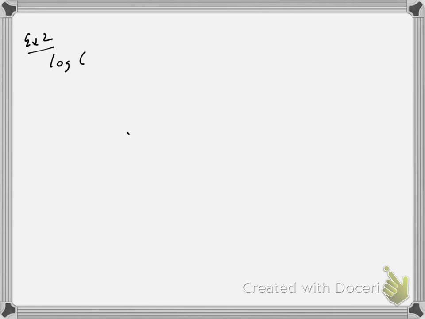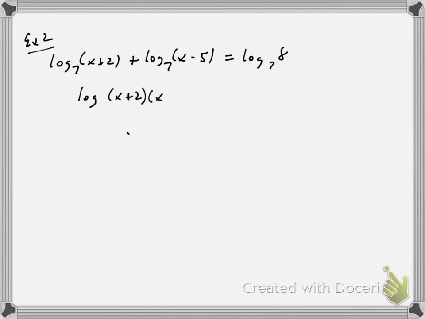If I have the log of x plus 2 with a base of 7 plus the log of x minus 5 with a base of 7, and that's equal to the log of 8 with a base of 7. And we're supposed to solve this. Well, if we're going to solve this, we've got to rewrite it so we have a single log equal to a single log. So when you have addition, that's the same thing as multiplying the two numbers by your first property of logarithms. You need your properties of logarithms.